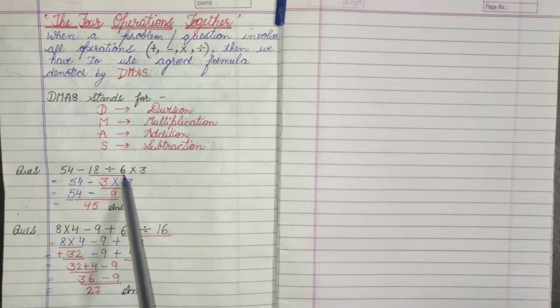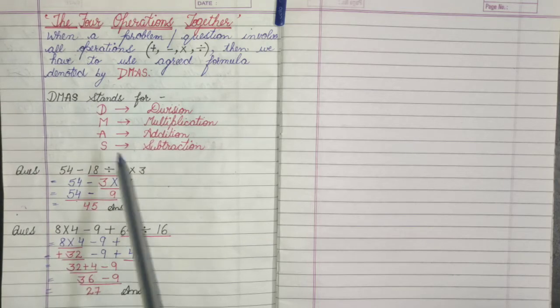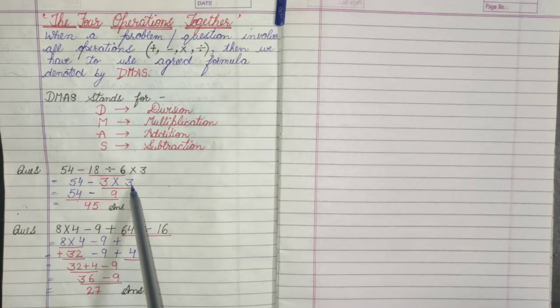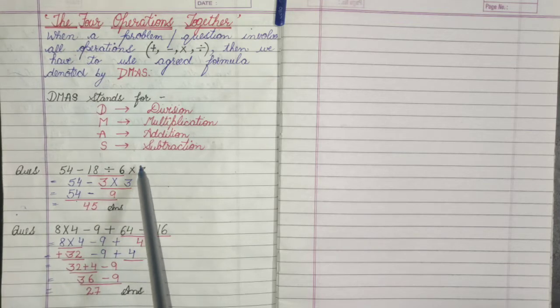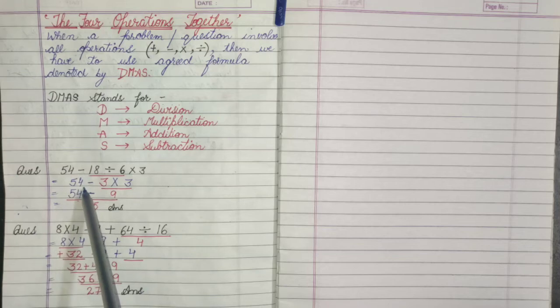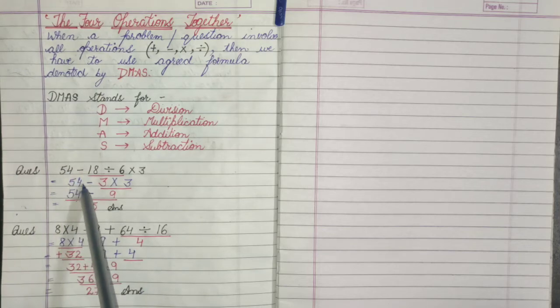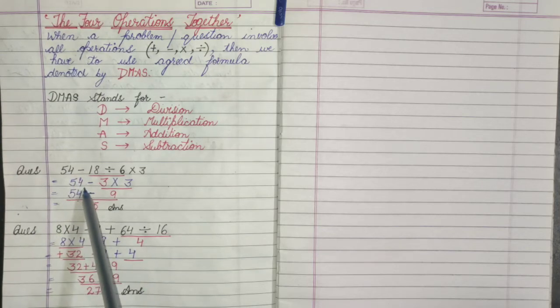Now at last what is left? Multiply 3. So I have written multiply 3. This is my third step. Clear everyone? Sorry, it was the second step. We will copy the numbers from the question. Right? Now, let's move to the third step.